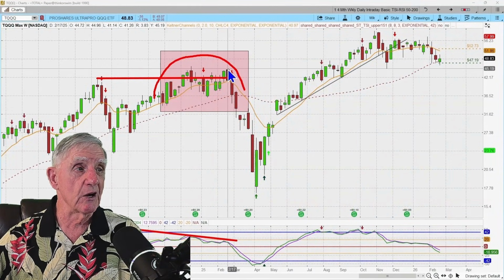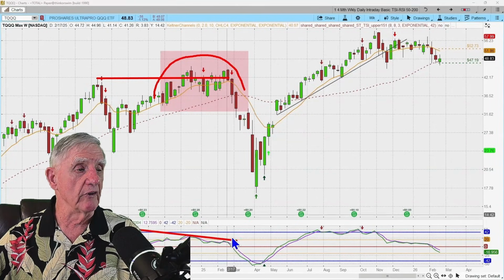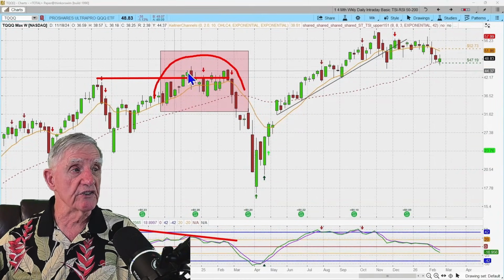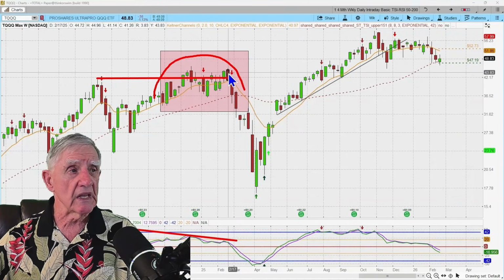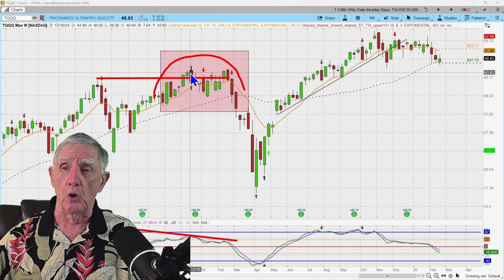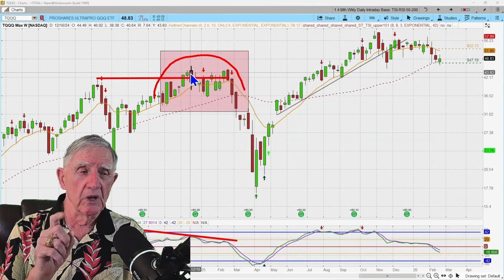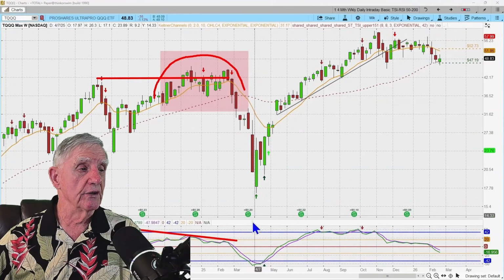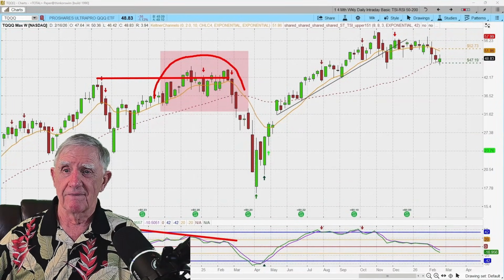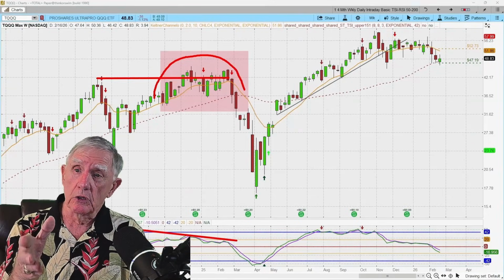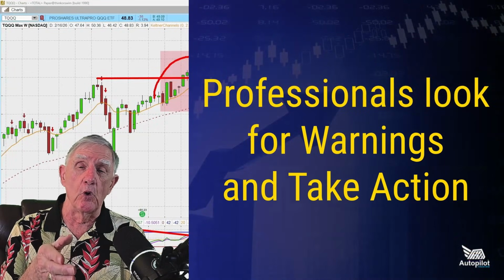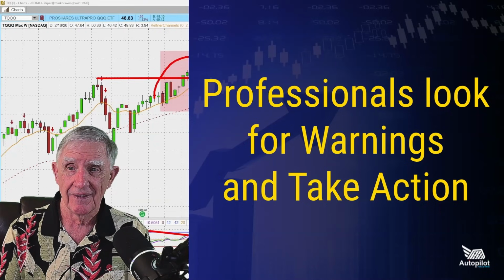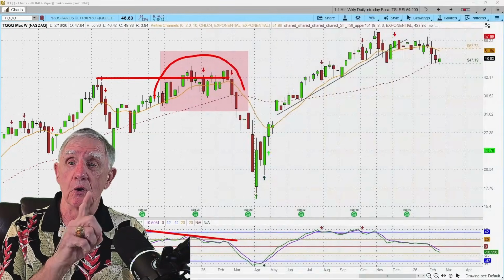Sometimes the price doesn't even make a new high, but it just comes close to it. Now, in this case, not quite a new high. However, my divergence is still in place. Sometimes the price action just gets back barely to the old high, but momentum is already weakening, and that's what you call divergence. Remember, amateurs look for certainty, professionals look for warnings and take action to protect their gains. This is our first warning.